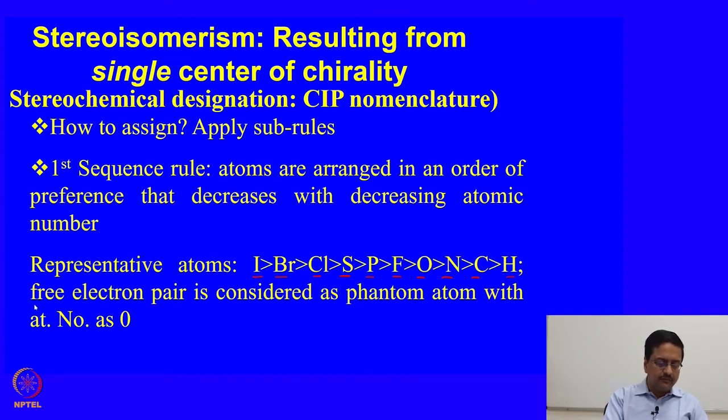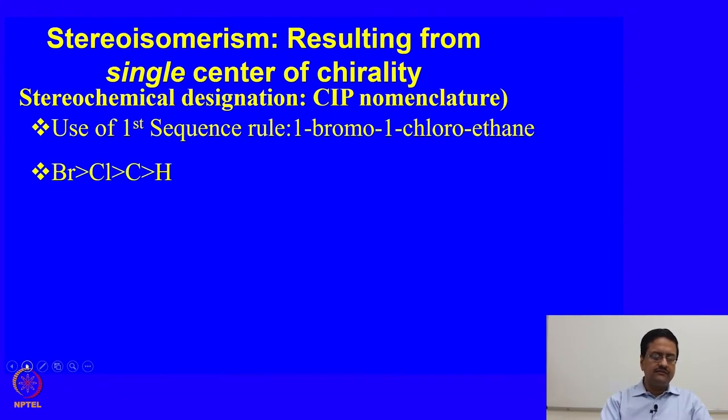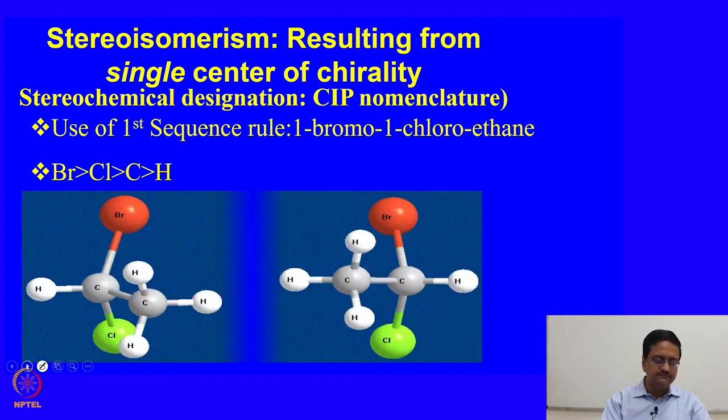A free electron pair is considered a phantom atom with atomic number zero and is given the lowest priority. So now use the first sequence rule: 1-bromo-1-chloroethane has bromo, chloro, carbon and hydrogen, and then we draw the molecule like this. You have two different isomers that are drawn here.